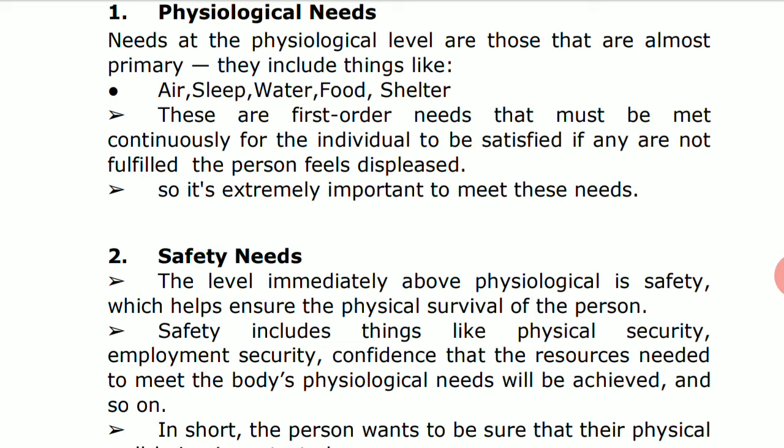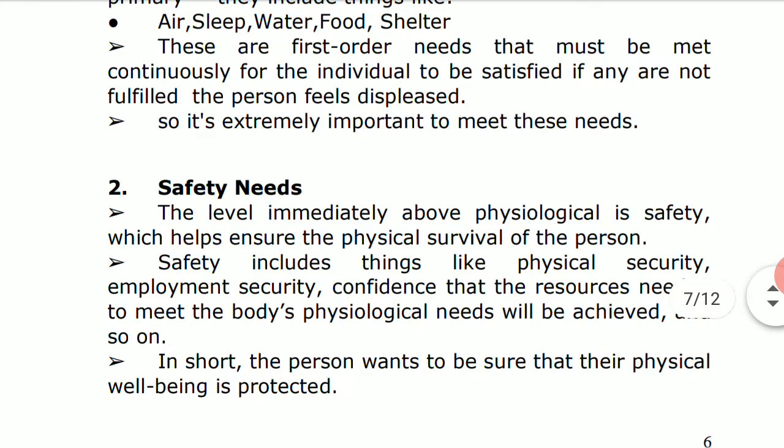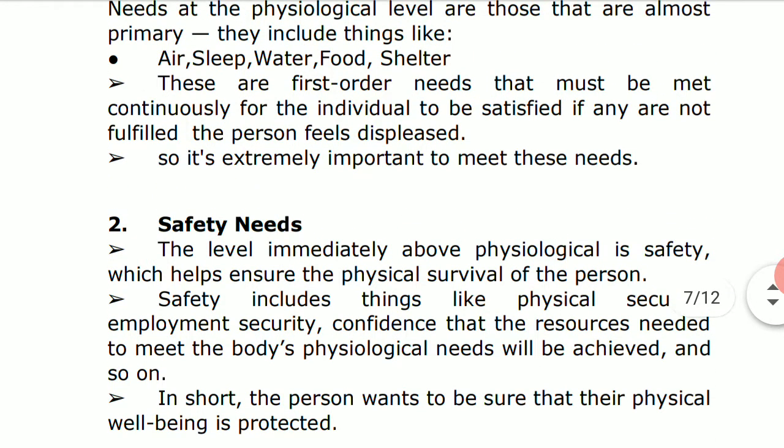They are considered to be first order needs that must be met continuously for an individual to be satisfied. If any are not fulfilled, then the person feels displeased. So it's extremely important to meet these needs.